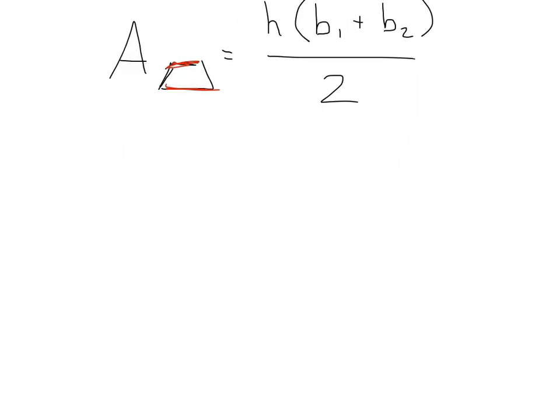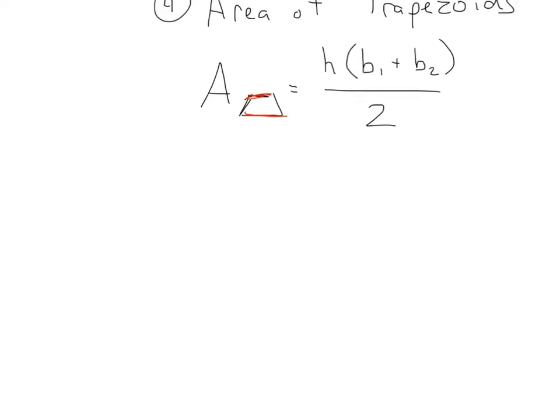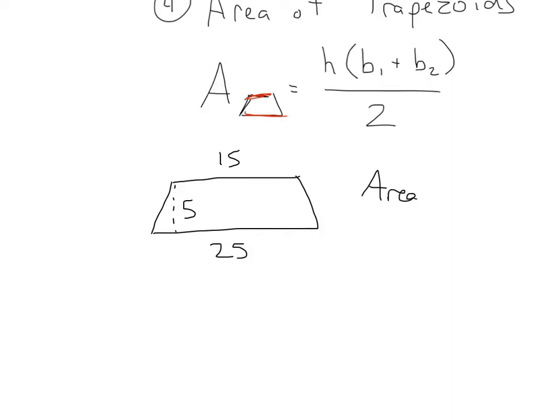So let's try one. Let's say we have a trapezoid, something like that. The height's going to be here. It's going to come off at a 90-degree angle there. So let's say the height is 5. We're just going to use units in this case. Let's say the top base is going to be 15 units. This will be 25 units. And what we want to know is, what is the area?